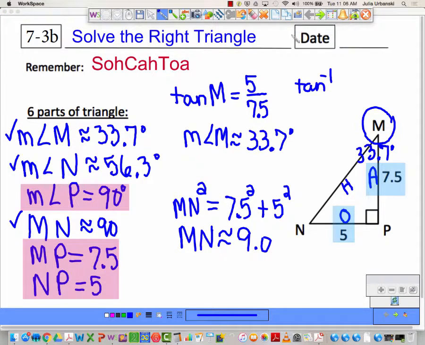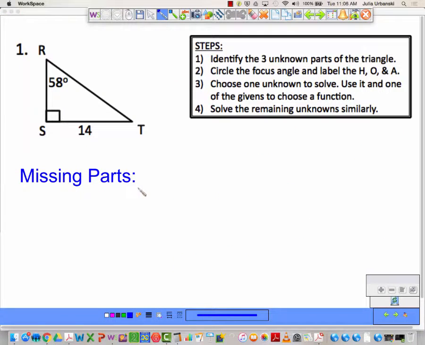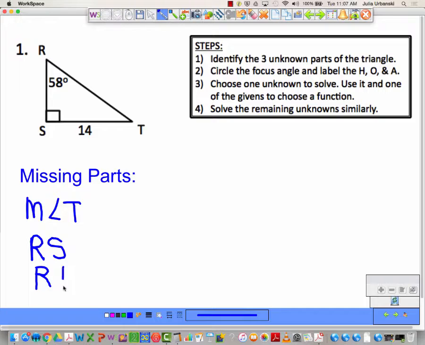Number 1. This time, let's not list out all 6 pieces. This time, let's just try to find the ones that are missing. And the directions don't say what we have to round it to, so we can round it to the nearest tenth unless you can round to anything reasonable. All right, looking at this case now, I only want you to tell me which parts are the missing ones. Which ones are blank? Angle T. Measure angle T. Yep. RS. Side RS. Yep. Good. There should always be 3.